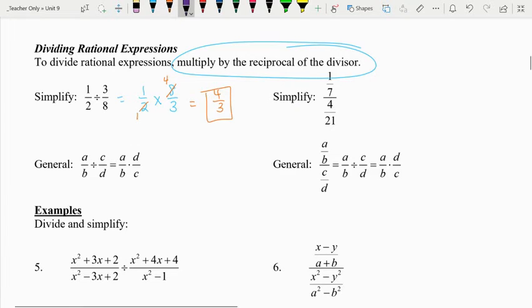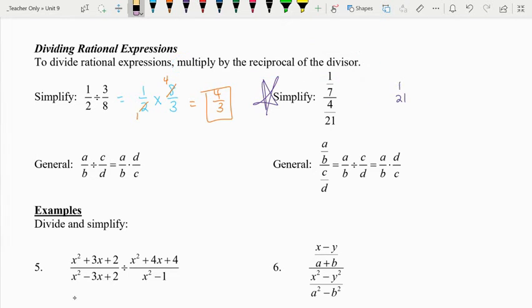So the same thing happens when we have ones like this. And this is a big one because students tend to have issues with it. So make sure you star it or highlight it in some way, shape, or form. So think about this still as 1 over 7 divided by 4 over 21. You're going to do the same thing.